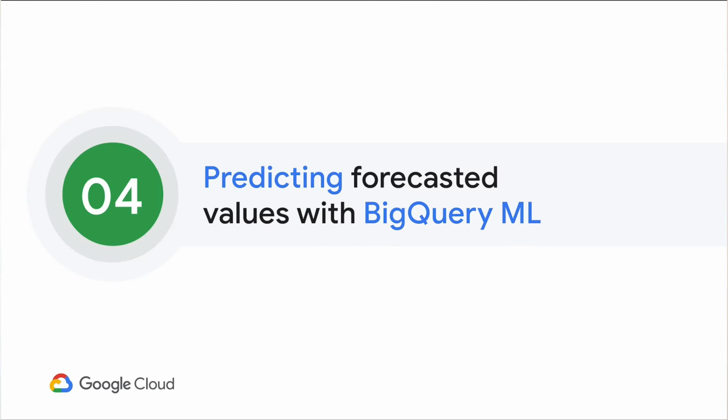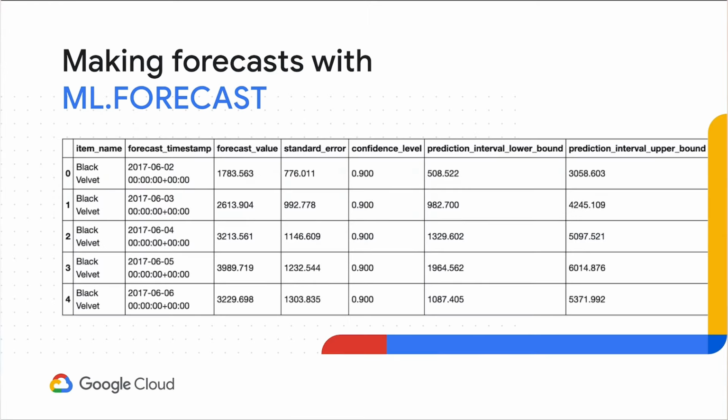Next, let's move on to predicting the forecasted values with BigQuery ML. To make your predictions with BigQuery ML, you can use ML.FORECAST. I'll talk about the SQL in just a second. Let's first focus on what it actually produces, and then we'll go into the code afterwards.